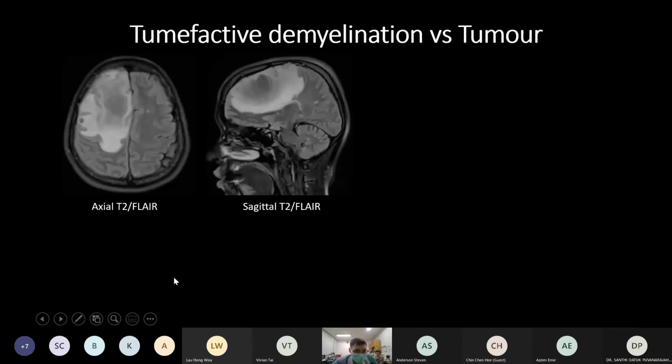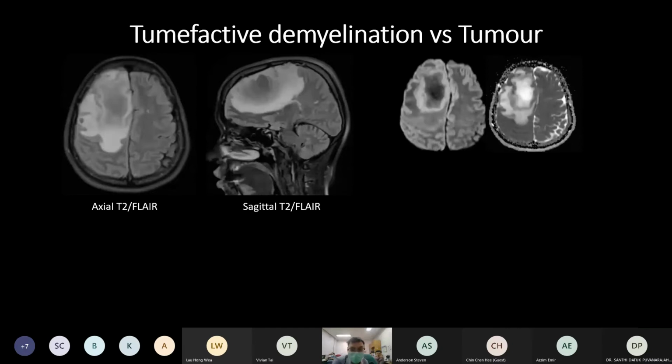Okay, so as you can see in here, this is a T2 FLAIR sequence, and this is a sagittal T2 FLAIR. Both are T2 FLAIR. There is a bit of midline shift as you can see here. From this view alone, we cannot really tell whether this is tumefactive demyelination or tumor. So we need to compare a series of sequences, introducing back what we just learned, which is our DWI and ADC sequence.